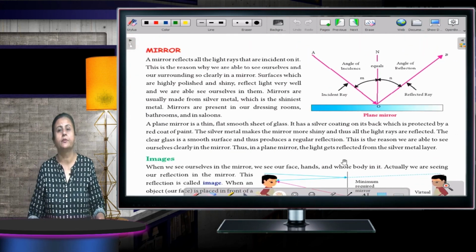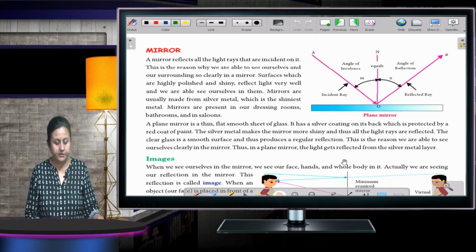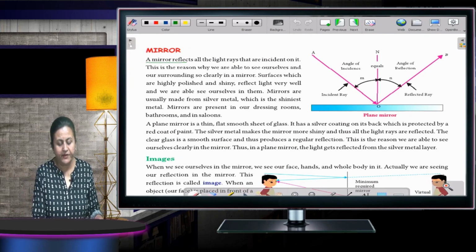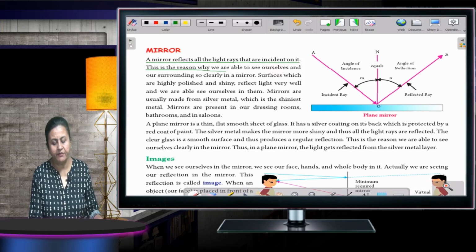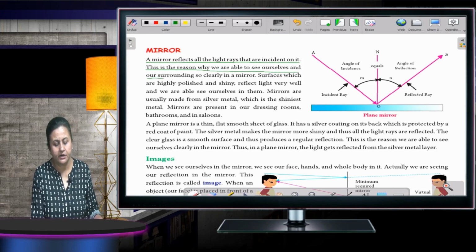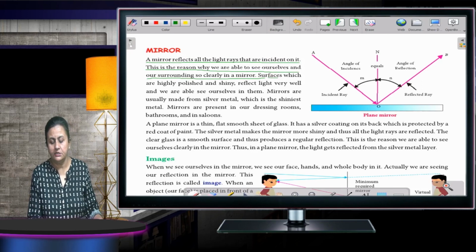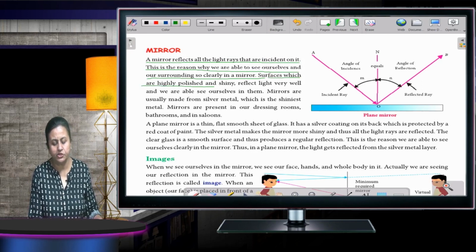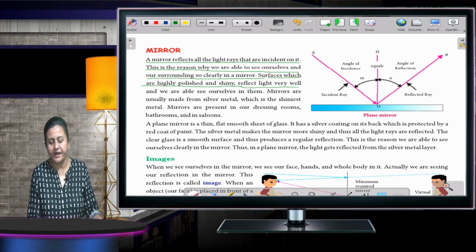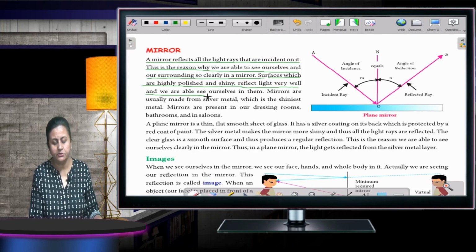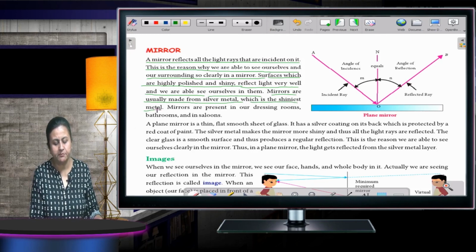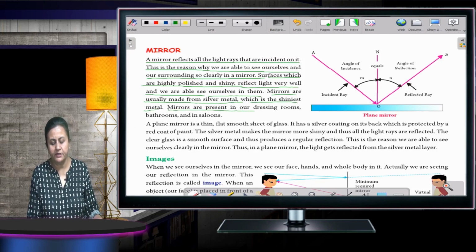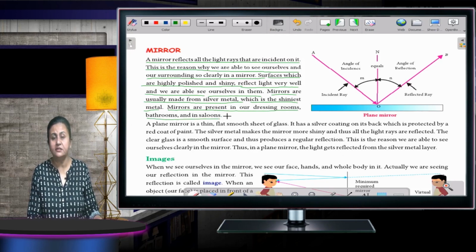Mirror. What is a mirror? A mirror reflects all the light rays that are incident on it. This is the reason why we are able to see ourselves and our surroundings so clearly in a mirror. Surfaces which are highly polishable and shiny reflect light very well and we are able to see ourselves in them. Mirrors are usually made from silver metal, which is the shiniest metal. Mirrors are present in our dressing rooms, bathrooms and in saloons.